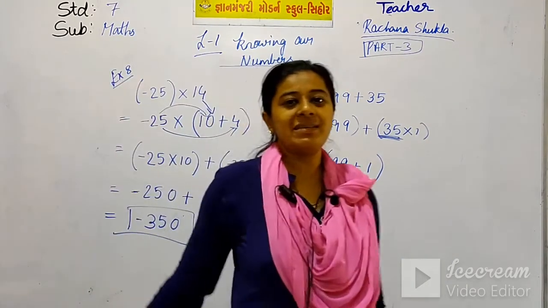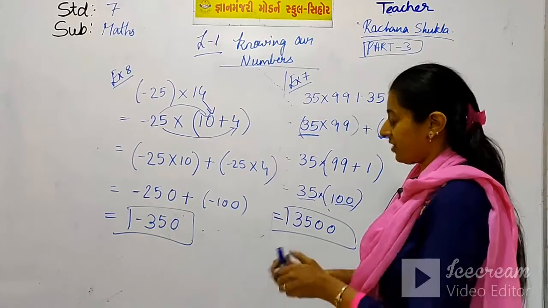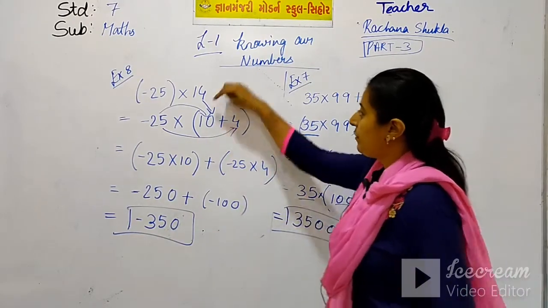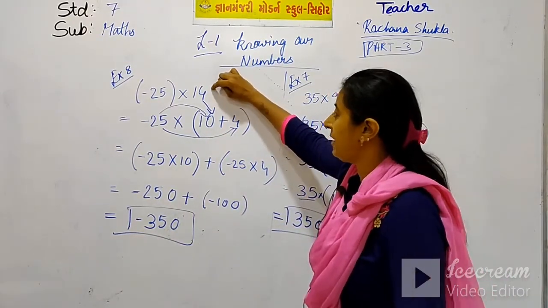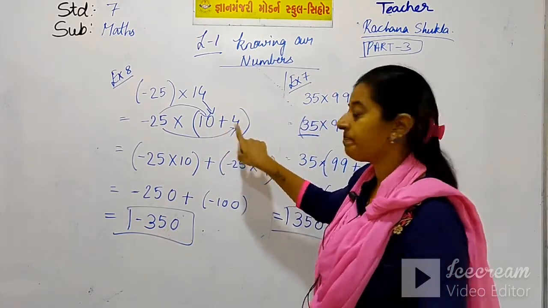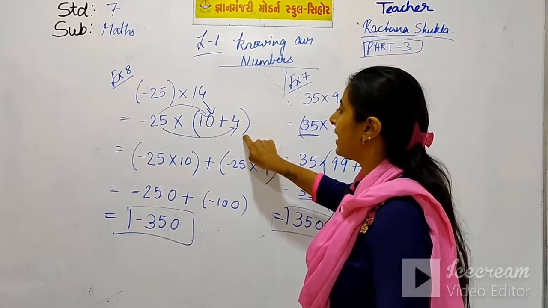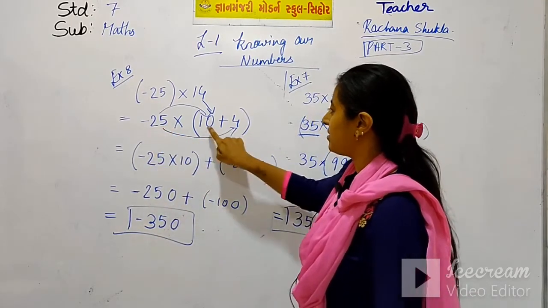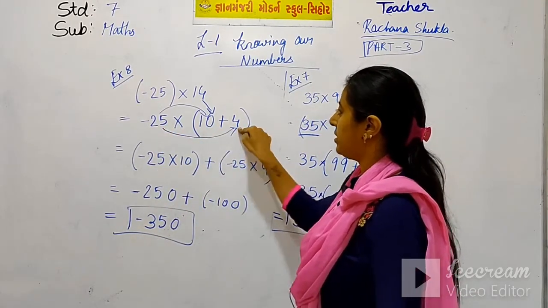So note down these sums in your example book. Once again I will teach you 14. If we want to split 14, you can write down 10 plus 4. What will be 14? 10 plus 4. Then this is your mom and this is you. This is your brother or sister.